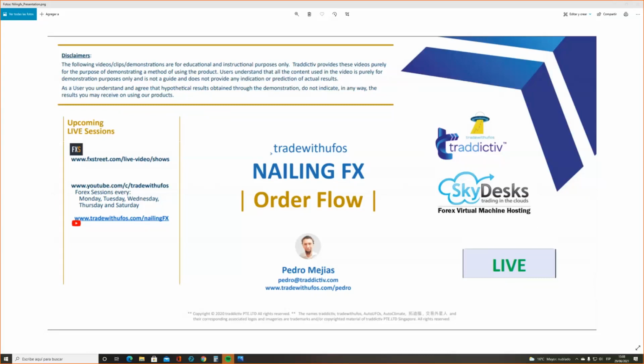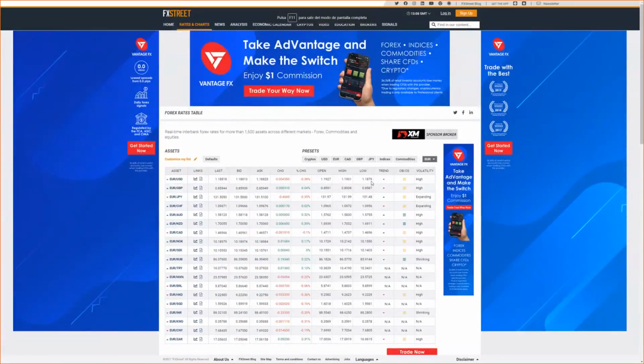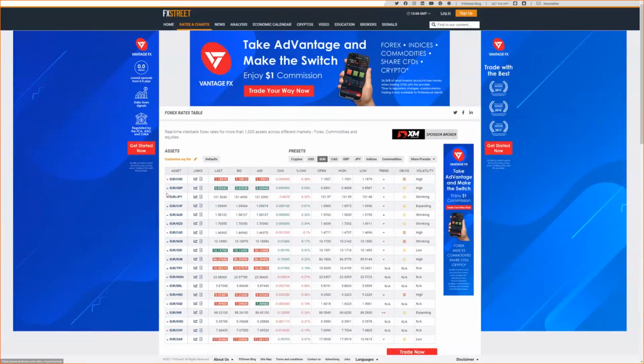Okay, so let's begin. First, we're going to do a little bit of analysis in the euro to see how strong it is or how weak it is today against the other currencies. One quick way to do that is to take a look at the FX Trade Live Rate website. Here we can choose the euro as the main currency. You can see the euro against all the other pairs, and we can have a quick look at how it's performing during the day.